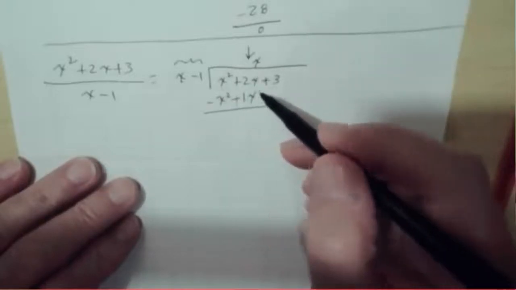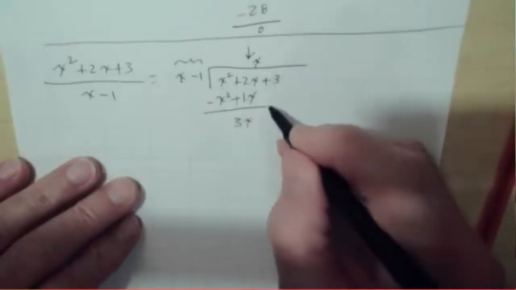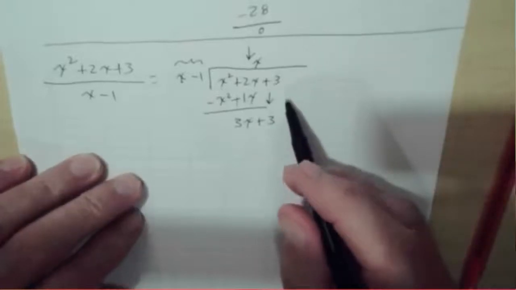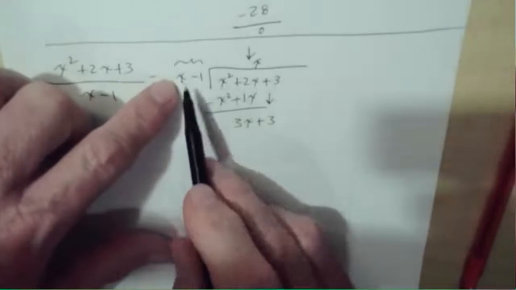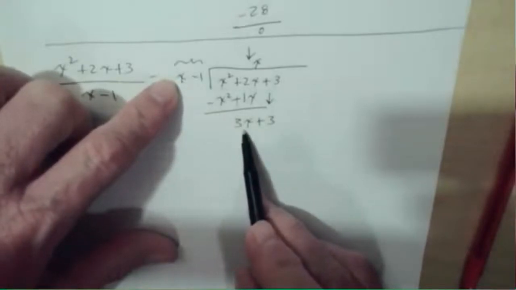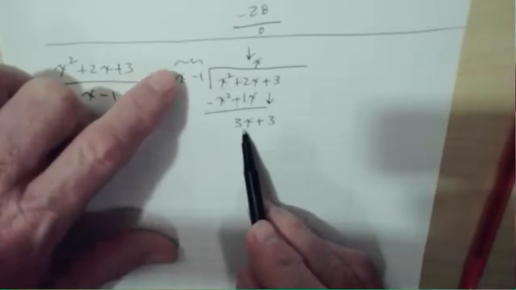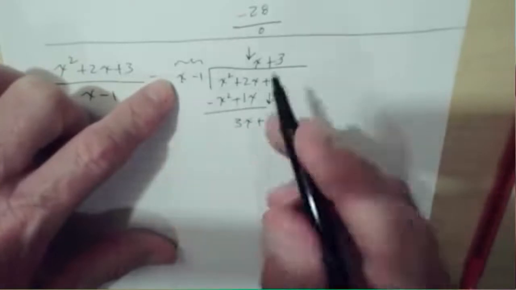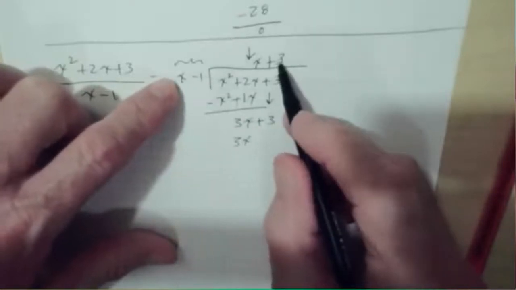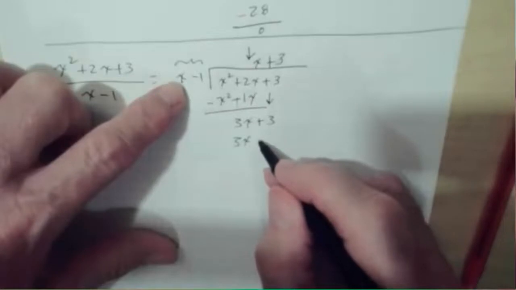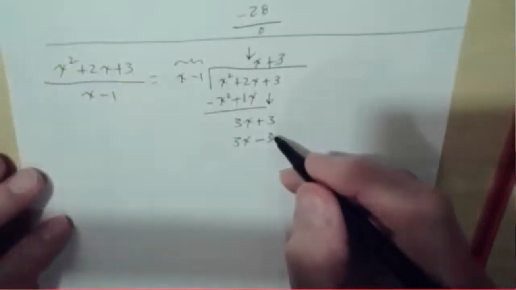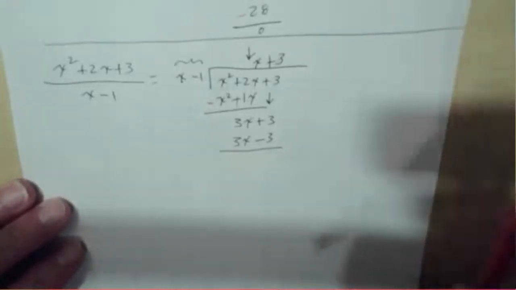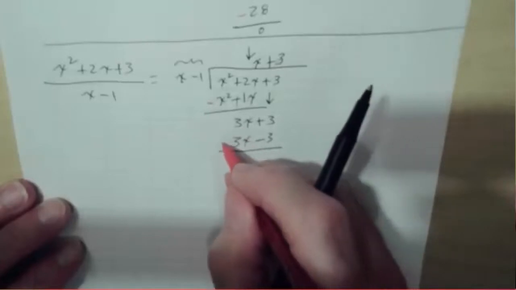Now, 2x plus 1x is 3x. Bring down the plus 3. Don't forget the plus in here. Now, x times what is 3x? Or you can think of it, 3x divided by x is 3. 3 times x, 3x. 3 times negative 1 is a negative 3. Right? Right. Draw the line. And don't forget we have to change the signs here.